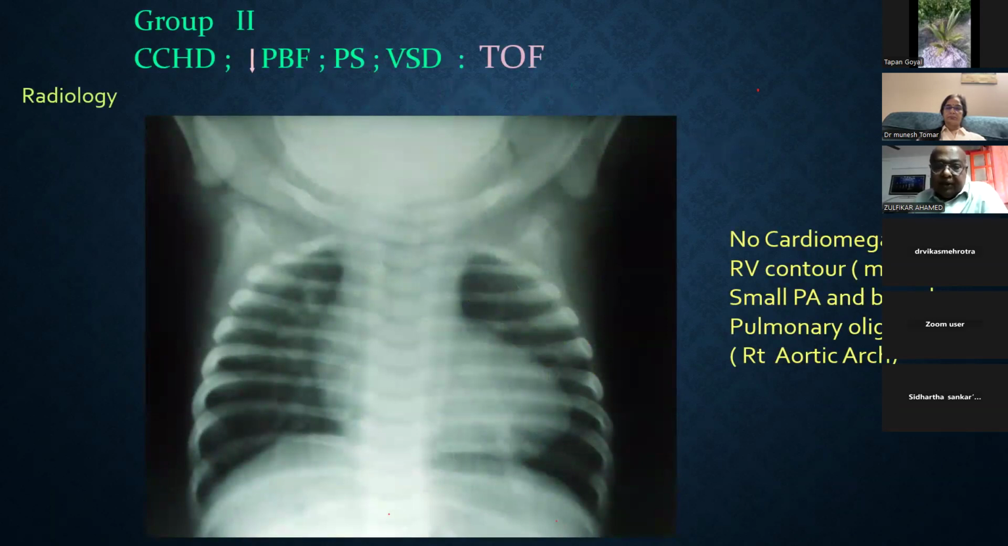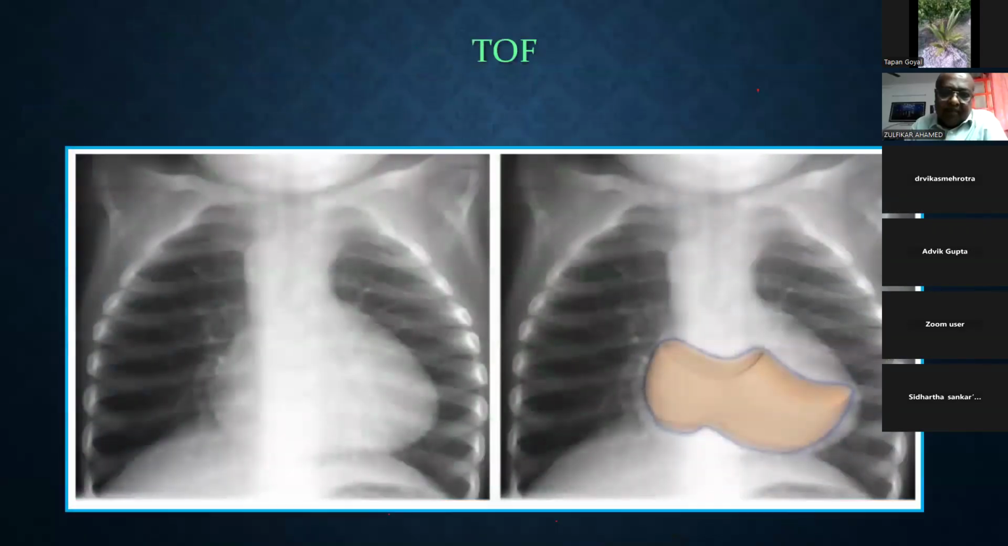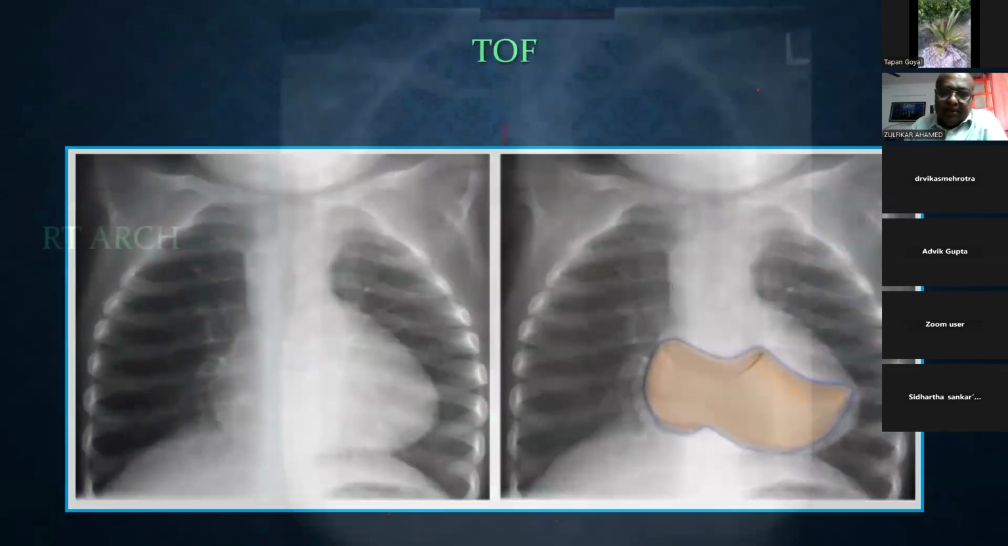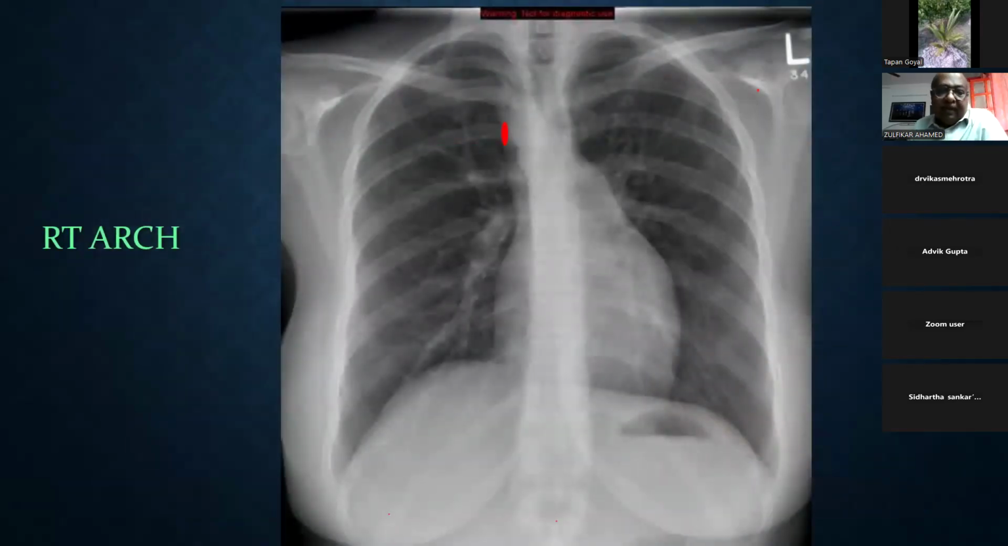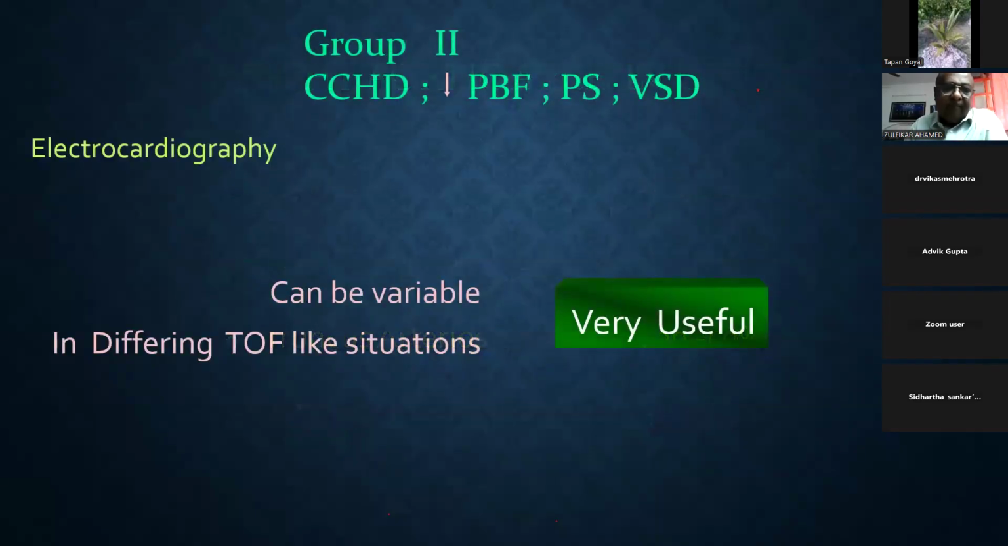And in a regular tetralogy, you find that there is no cardiomegaly on X-ray, RV contour, a small PA and branches causing concavity of the PA bay, and pulmonary oligemia, and sometimes a right aortic arch. This is a classical appearance of a boot-shaped heart in a tetralogy of Fallot. You also can have a right arch in 20 to 25% of tetralogy of Fallot. And as a postgraduate, you should know that there are other conditions like tetralogy, pulmonary atresia, and truncus arteriosus, which can have higher incidence of a right-sided aortic arch on X-ray.